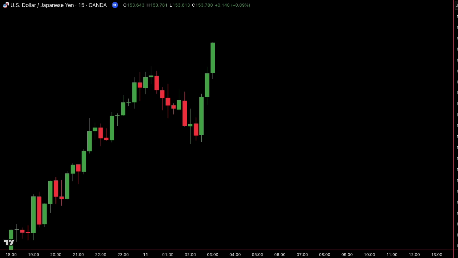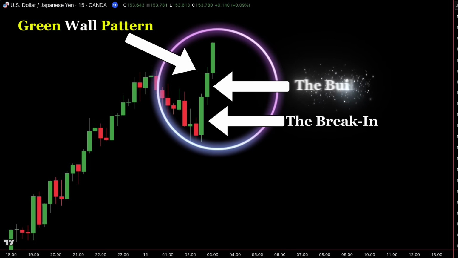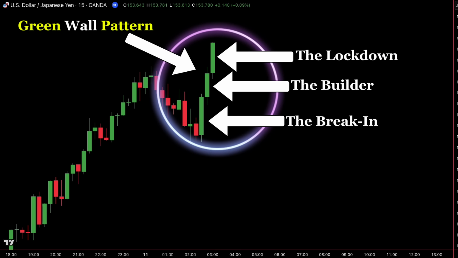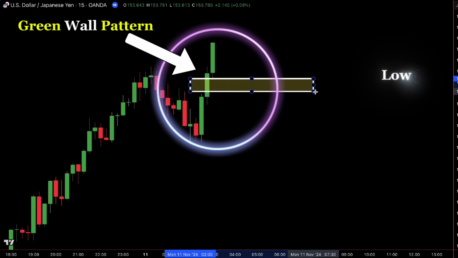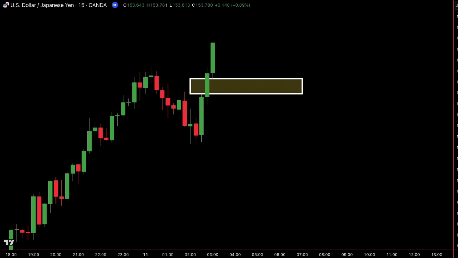Now let me walk you through a real chart example. As you can see, the market formed a clear green wall. Here's the break-in candle, then the builder, and finally the lockdown. And notice this, the low of the third candle is higher than the high of the first. That confirms it, this is a smart money zone. So what do we do? We mark that zone and we wait for price to come back to it.